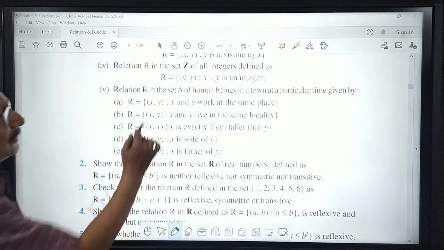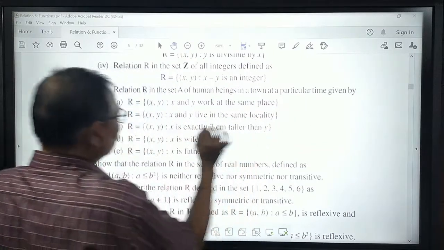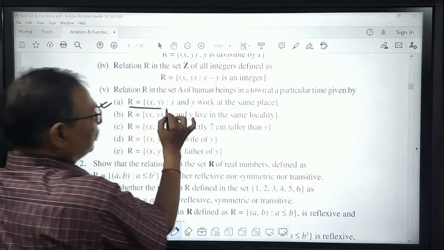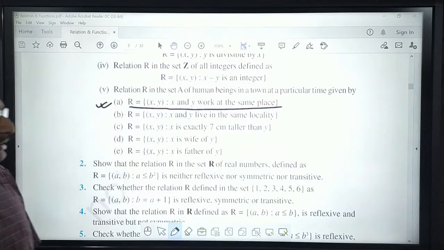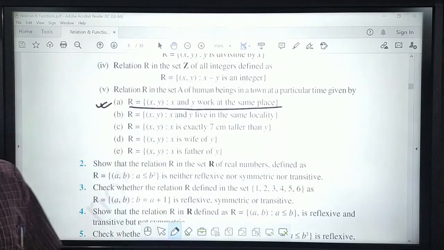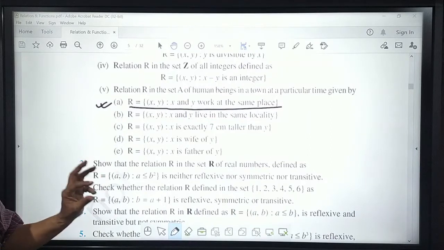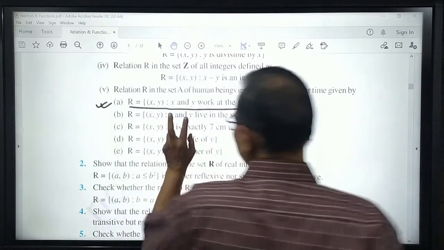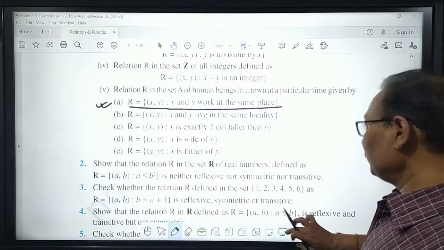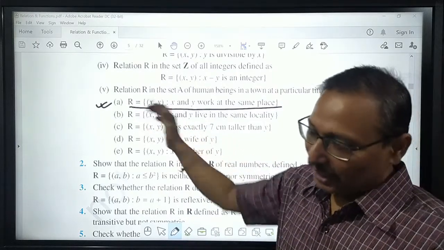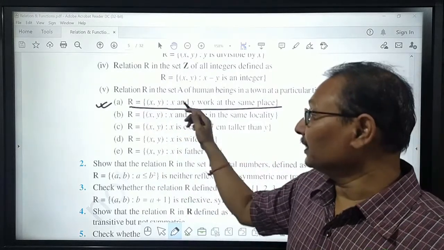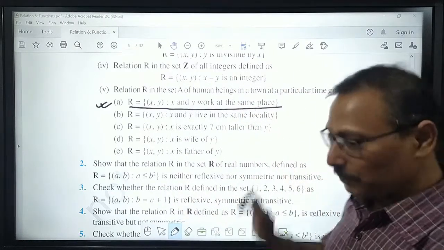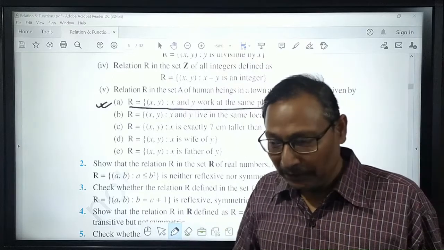Here, relation R is defined in this way in A. R is a set of x, y such that x and y work at the same place. I will discuss some of them, and later on I will write some of them. First of all, in this question it is said that this relation has a pair like x y, where x and y, the first member and the second member, are both at the same place. So they are working at the same place. It is given.